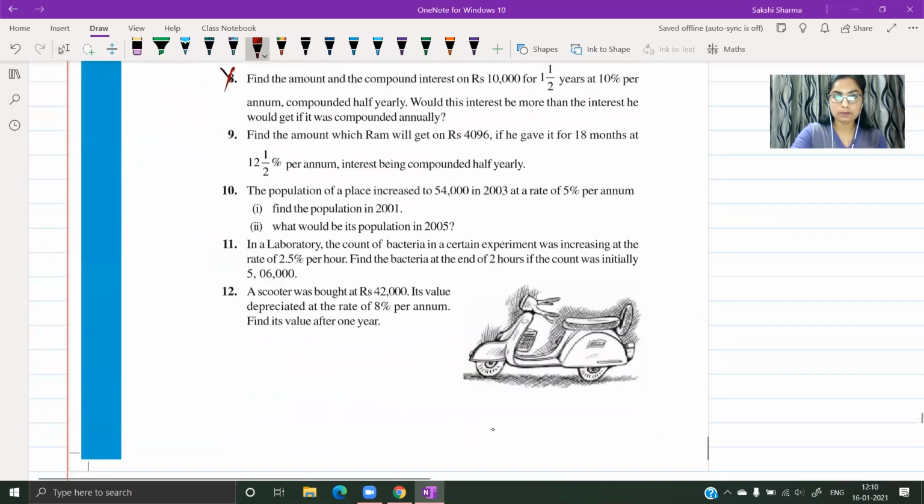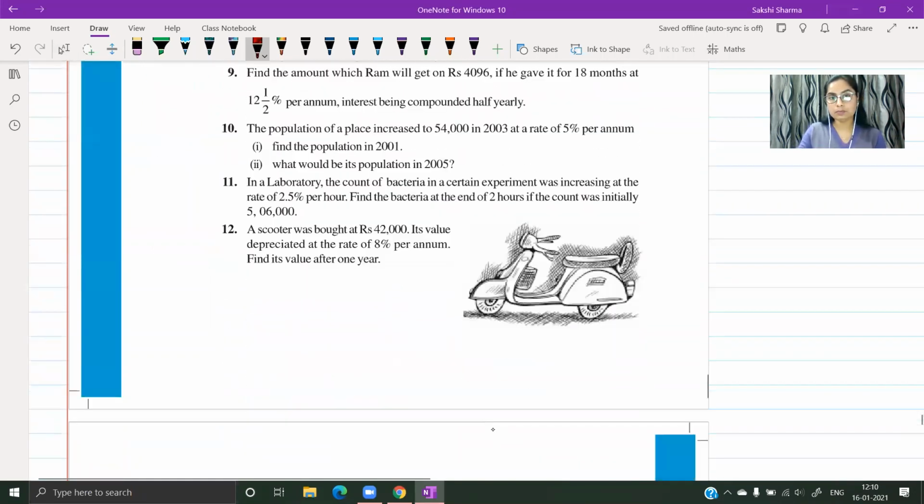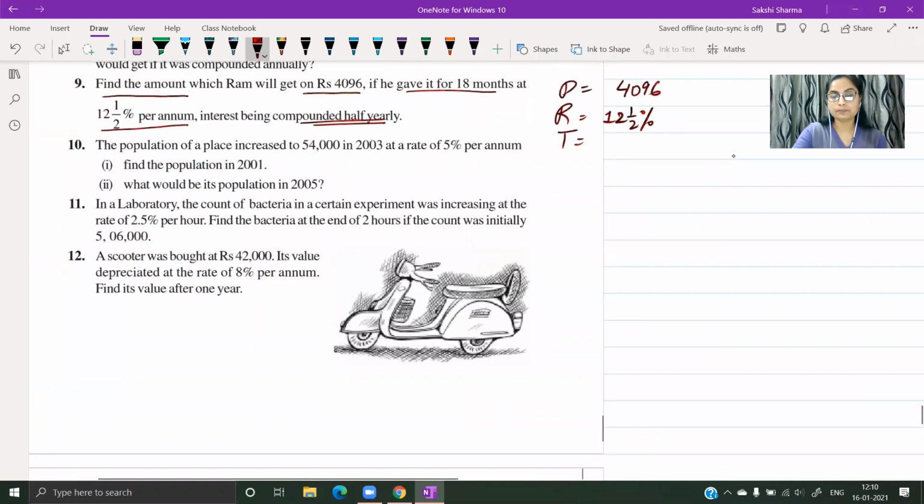Question number 9th. Find the amount which Ram will get on 4,096 rupees if he gave it for 18 months at 12.5% per annum, interest compounded half yearly. Identify your principal, rate and time from this question. The principal is 4,096 rupees. The rate of interest is 12.5% per annum. This is yearly. And the time period is given as 18 months.